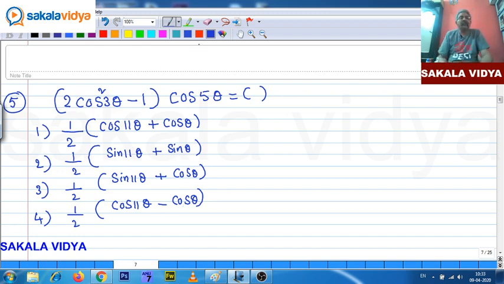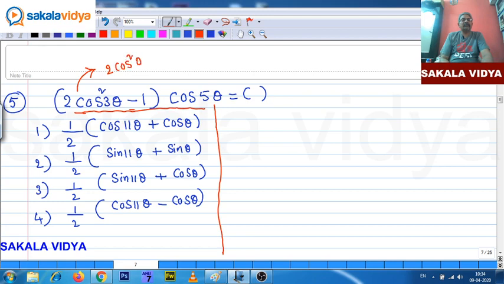Okay, so now two cos square 3 theta minus 1 into cos 5 theta. This value we need to find out. Just observe this bracket, this will be in the form of 2 cos square theta minus 1. In compound angles we have already discussed, this is nothing but cos 2 theta. So theta is equal to 3 theta, here this becomes cos 6 theta, that is all.